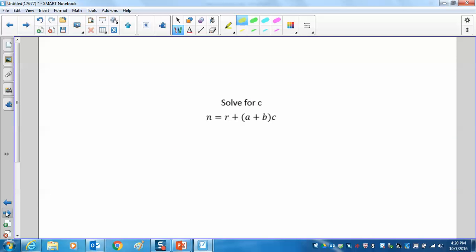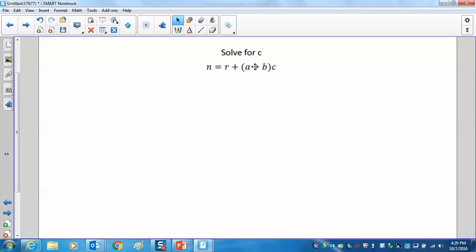Okay, let's try a different problem. Again, we might end up using a different strategy here. So they're giving us an equation, and they're asking us to solve for c. So we need to get c by itself. If we notice right now, c is locked in with this whole term right here.